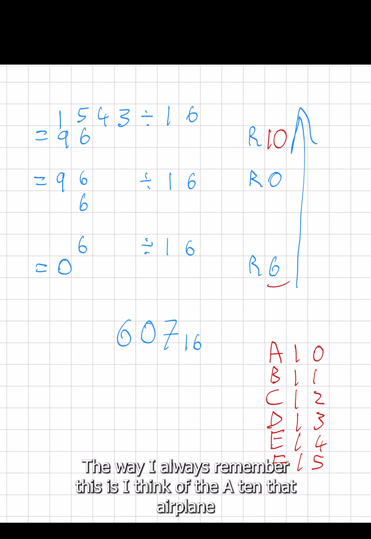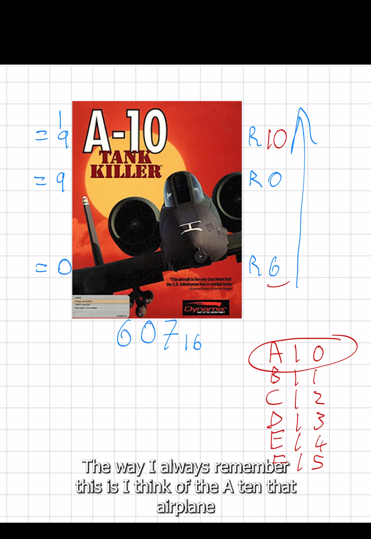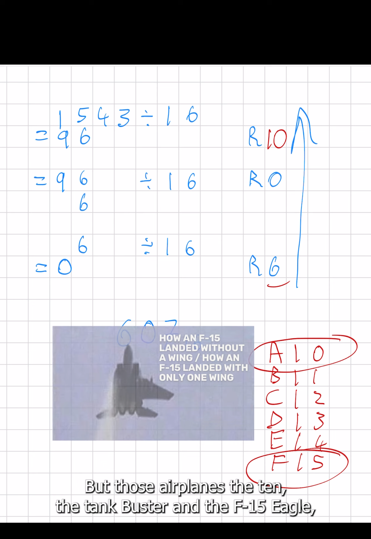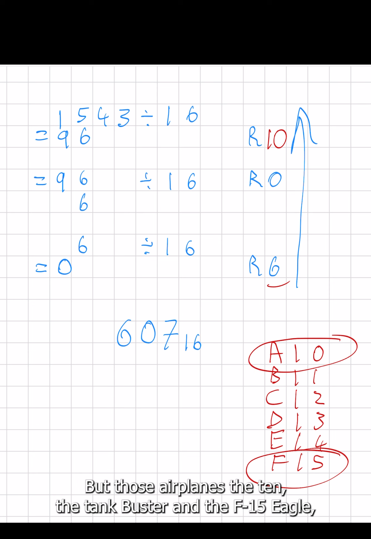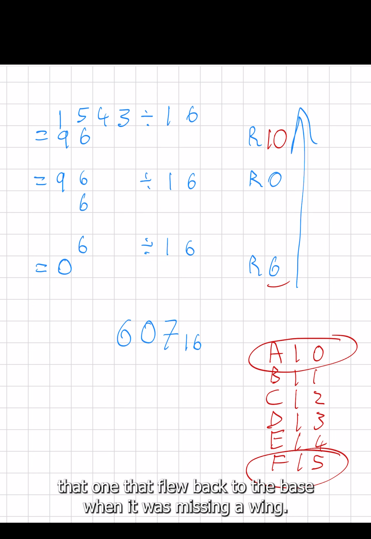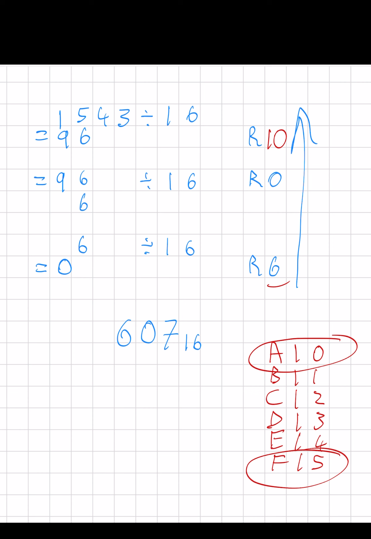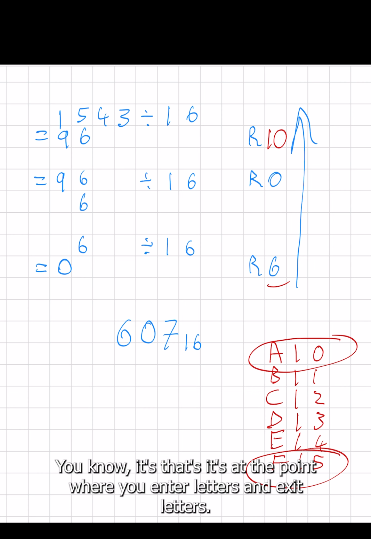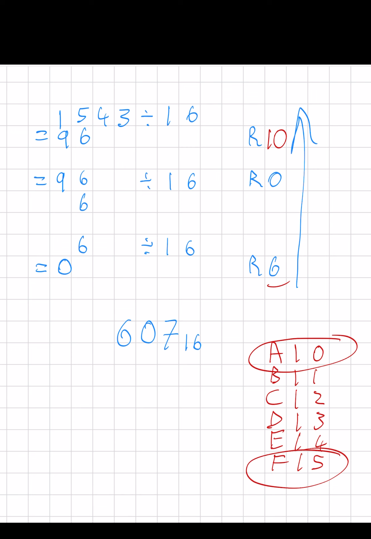right? The way I always remember this is I think of the A-10, that airplane, the F-15 Eagle, another great airplane. So watch some videos about those airplanes, the A-10, the Tank Buster, and the F-15 Eagle, that one that flew back to the base when it was missing a wing. I feel like if I remember those two, I won't get lost. It's at the point where you enter letters and exit letters. You need to have that very clear in your head.